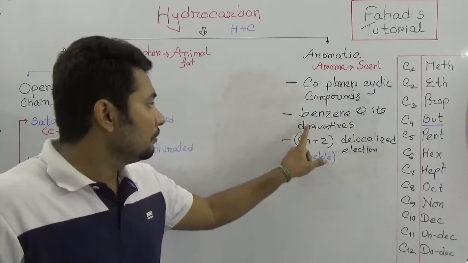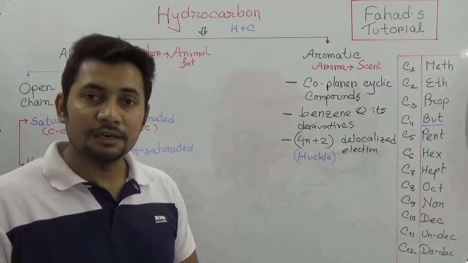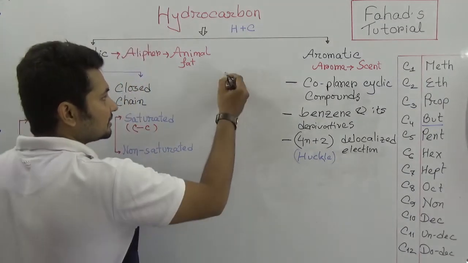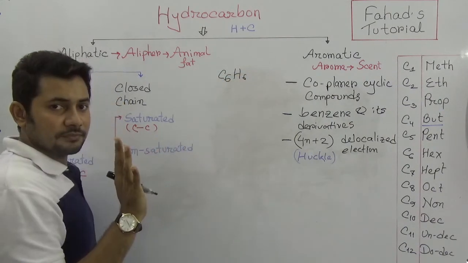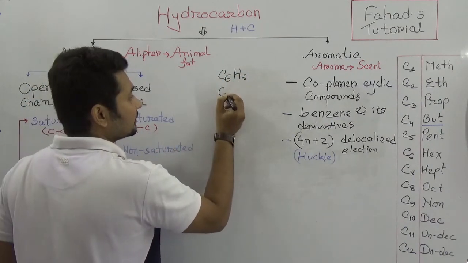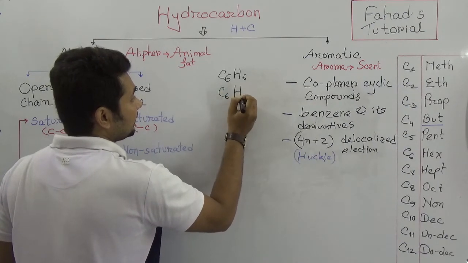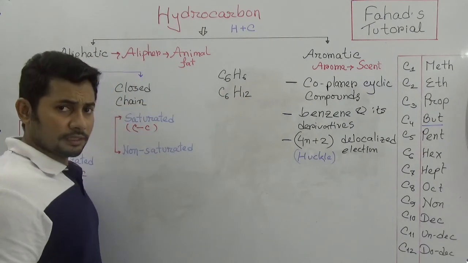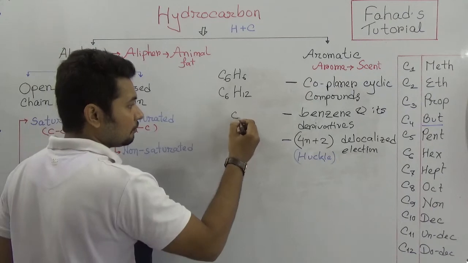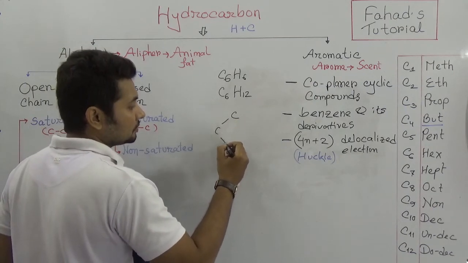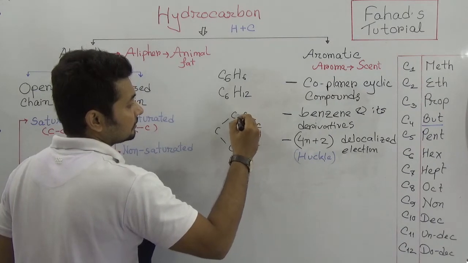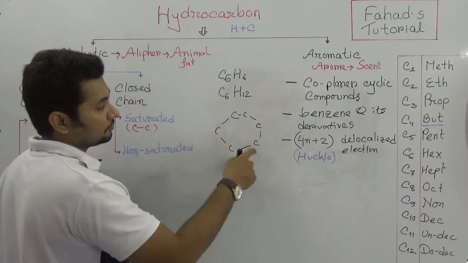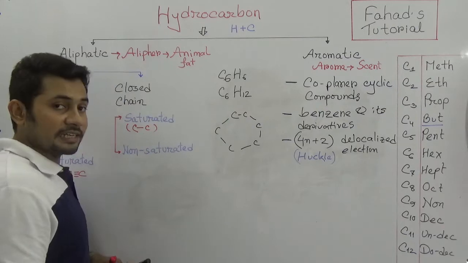Now you see how benzene forms. What is benzene? You see that benzene is C6H6. But if it had C6H12, then what would happen? You see that 1, 2, 3, 4, 5, 6. 1, 2, 3, 4, 5, 6. Suppose this is a cyclic order.